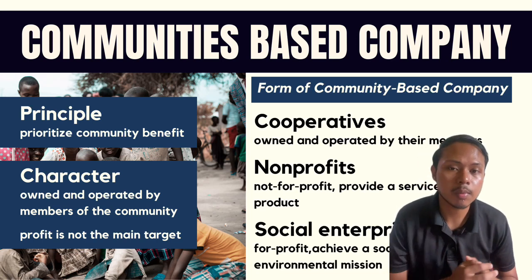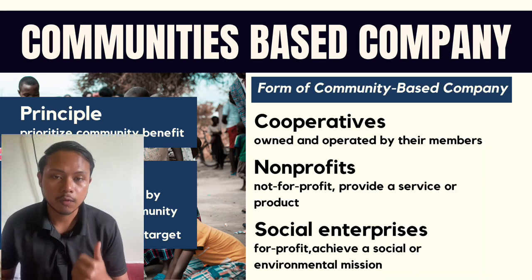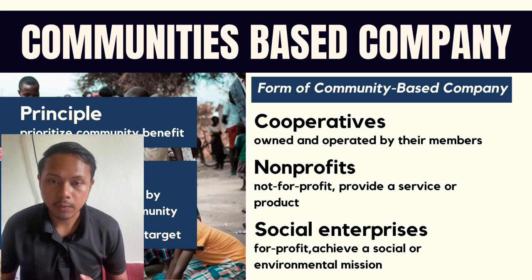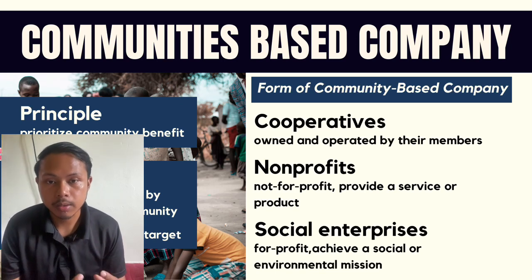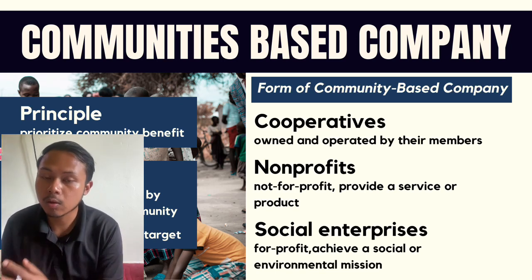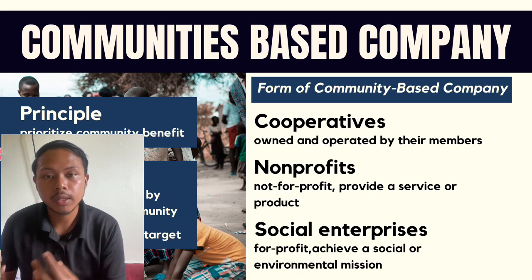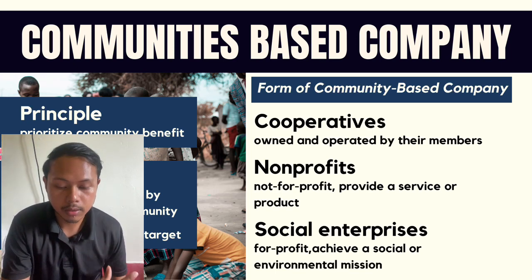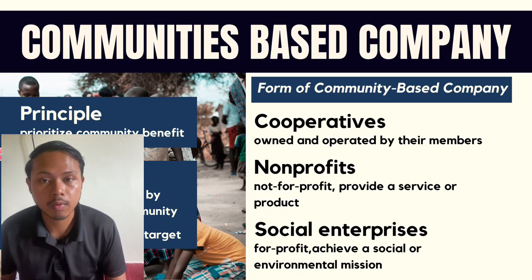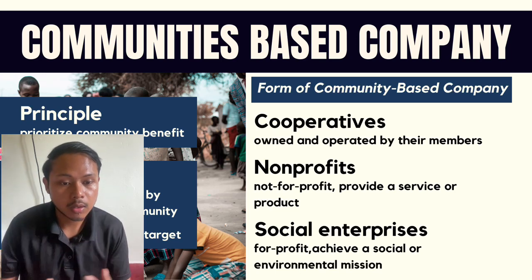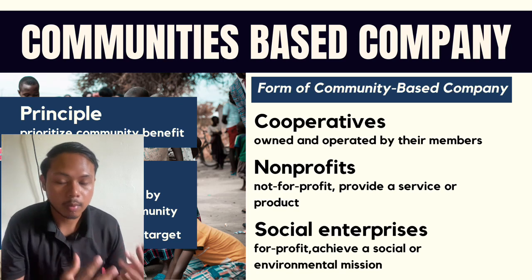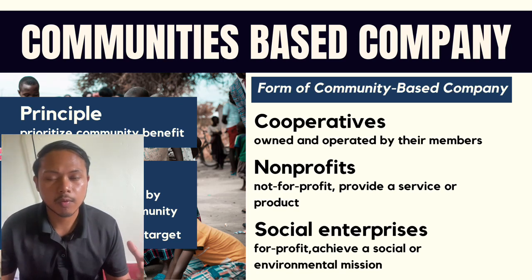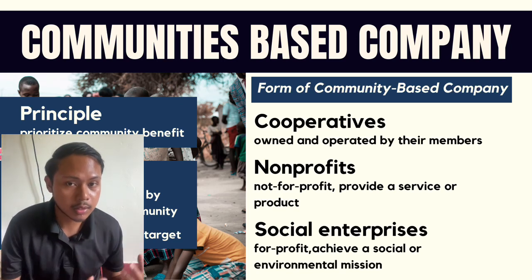In this community-based company, there are three forms. The first one is a cooperative. A cooperative is a business or organization that is owned and operated by its members. All the members in the company can give their opinion on how to run the business. An example of a cooperative is a credit union. Credit unions are a form of organization that provides financial services.